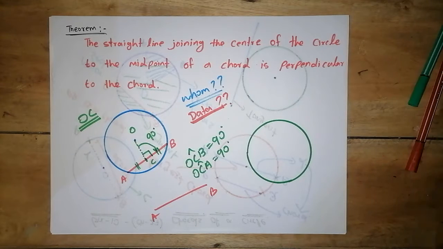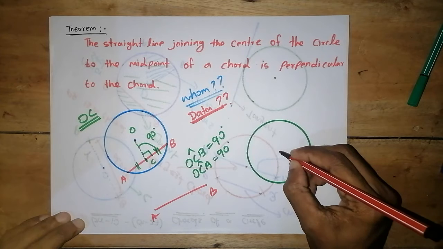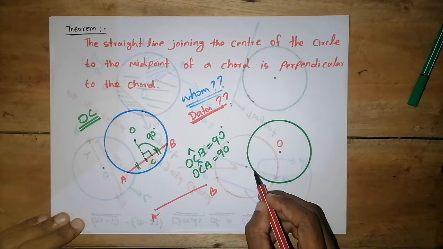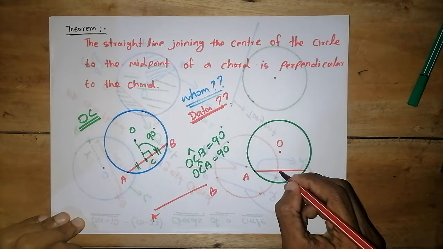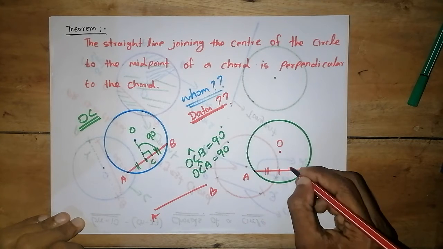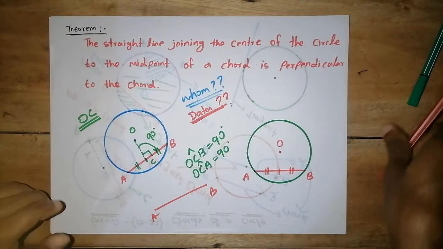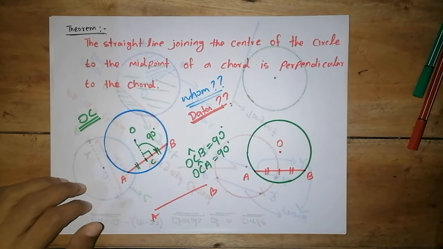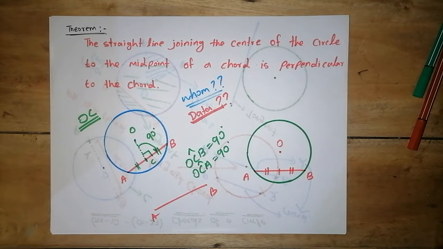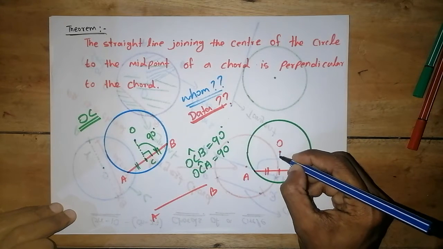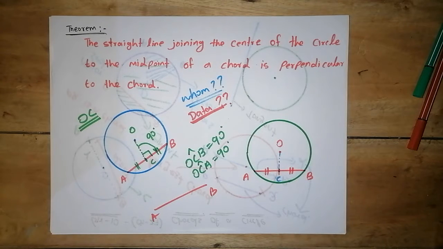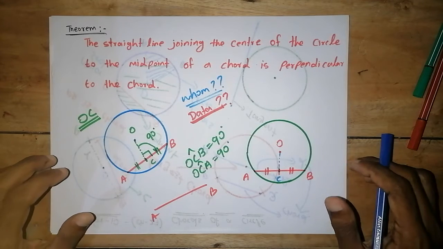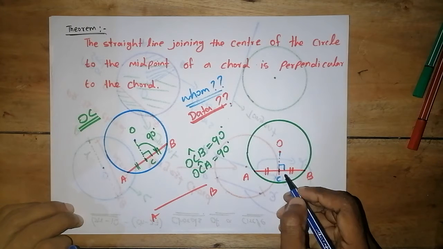So when a circle is given, the center is also there. We have given a chord AB. The midpoint of AB is also given. So we are going to play with the center and the chord AB. What are you going to do? We are going to connect O and the midpoint, which we marked as C. So now what? If you measure with the protractor, the angle should be 90.